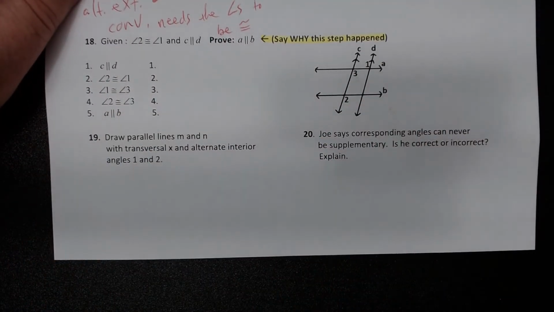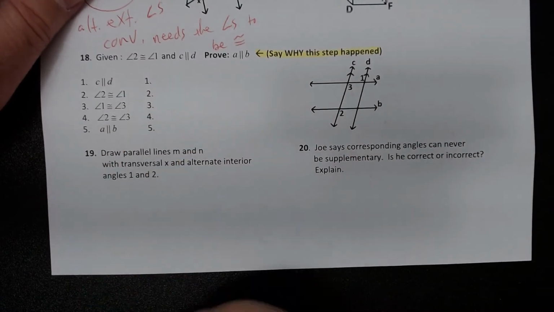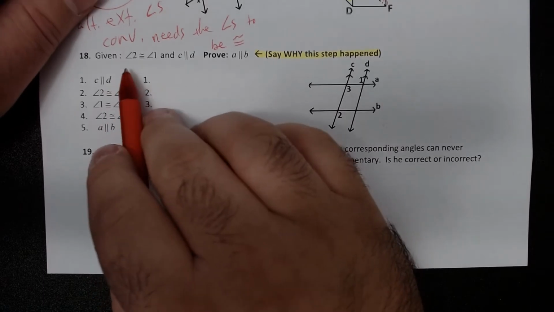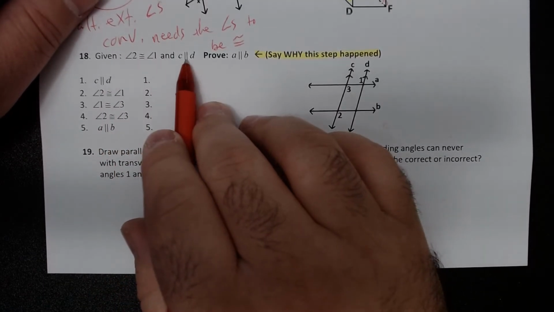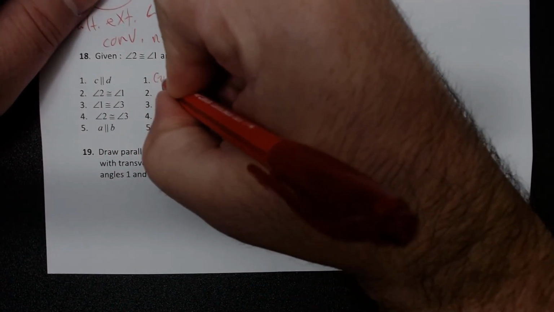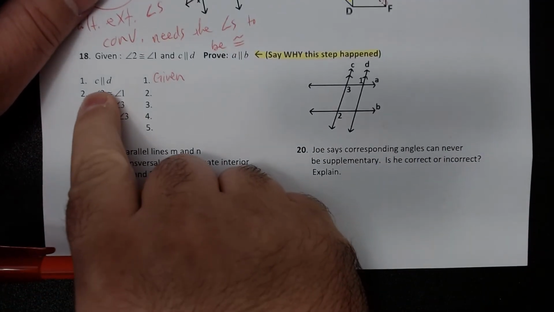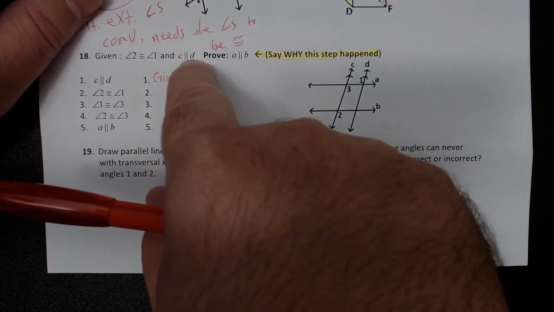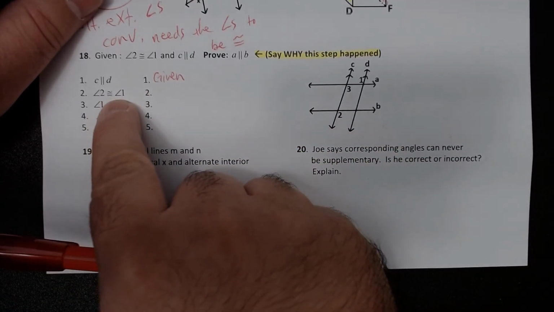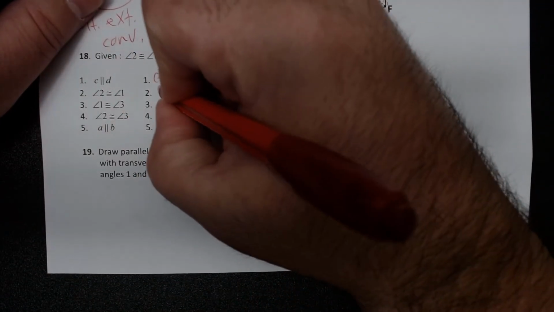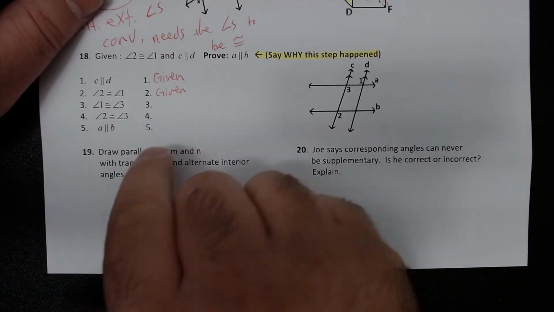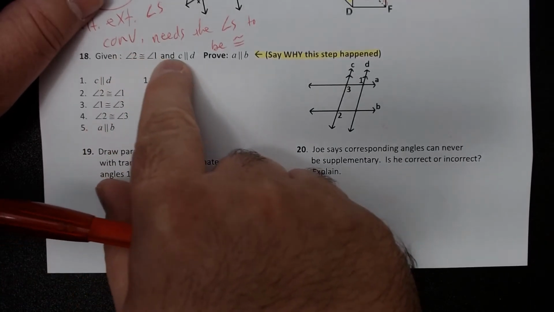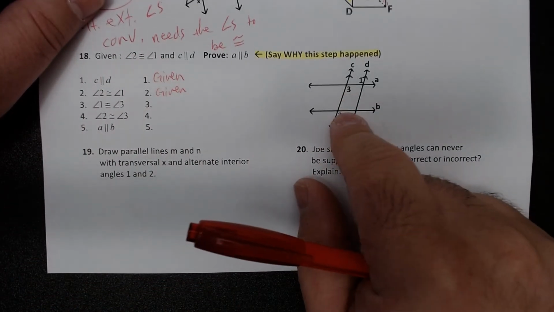The proof. So I mentioned yesterday, and it's in the slides for the notes that I gave you yesterday, that if it was given to you, all you're going to put is given. So right here it says C is parallel to D. Well, it's right there. It says given. It was given to you. Angle 2 is congruent to 1. That's also given to you. Angle 1 congruent to angle 3. That's not. So now we have to look at the drawing.